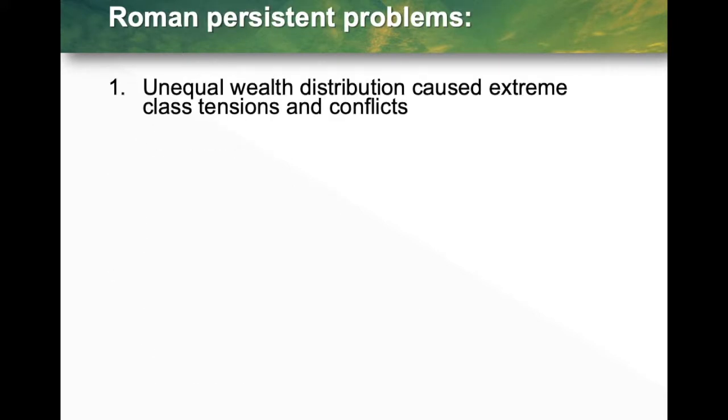Rome had some persistent problems after the Punic Wars. First off, they had unequal wealth distribution, which caused extreme class tensions and conflicts. That's in many societies, but Rome also had unequal wealth distribution. So you had the elites, the aristocrats, the wealthy, the leaders, all of them on the top of the food chain. And then as you go down, you had the less wealthy and all the way down to the poor and the peasants. So it led to class tensions, and it led to conflicts.